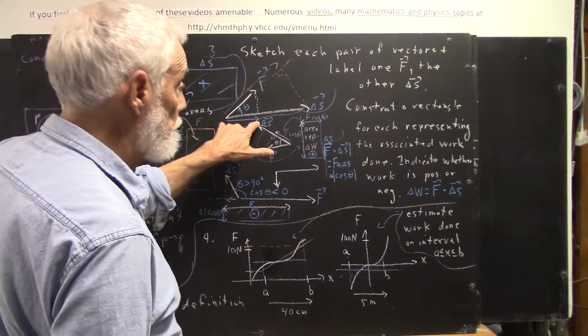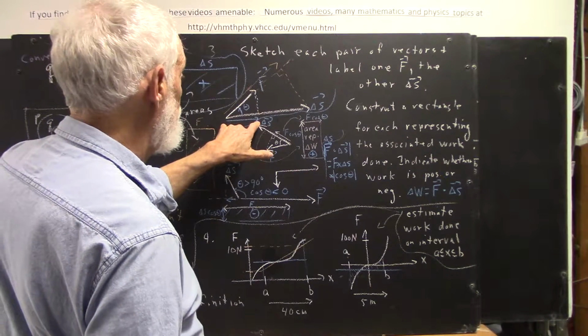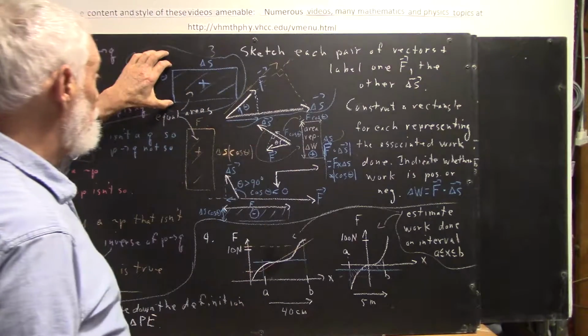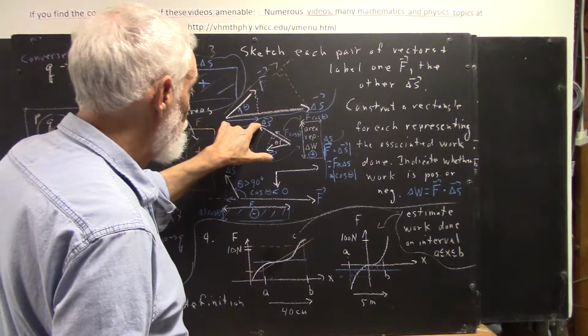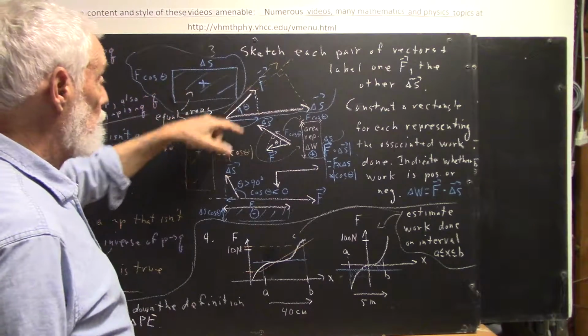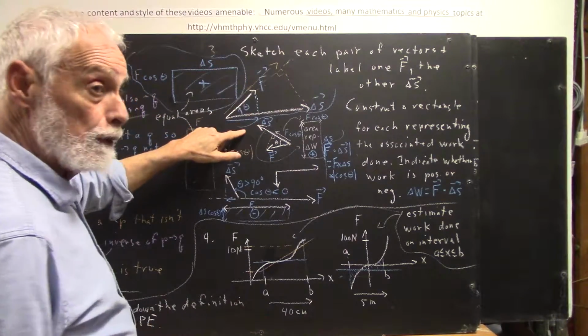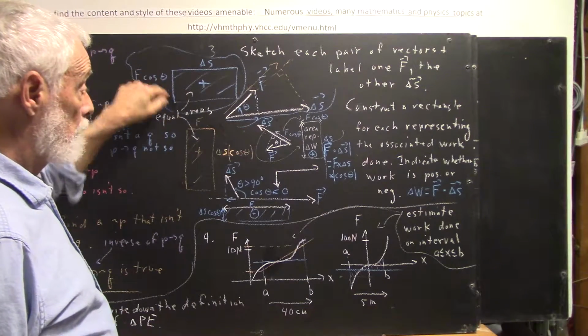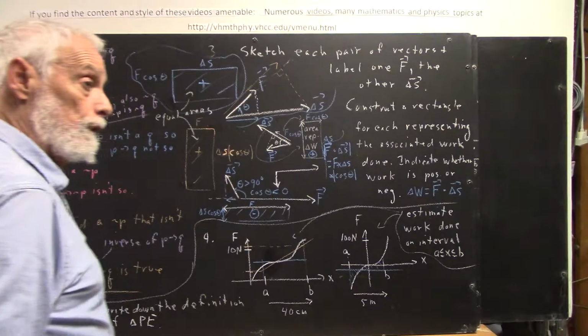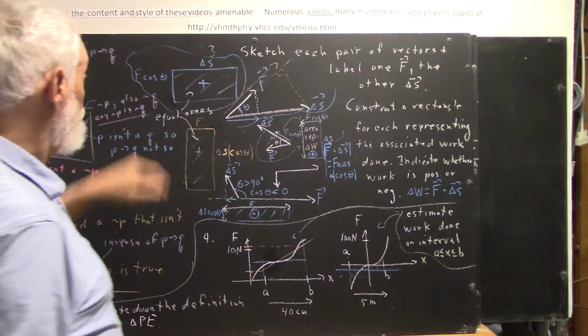We get this projection, so we sketch a rectangle. One side representing the magnitude of this projection, and of course that would be F cosine theta, wouldn't it? Okay, and this side representing the magnitude of the delta S vector.